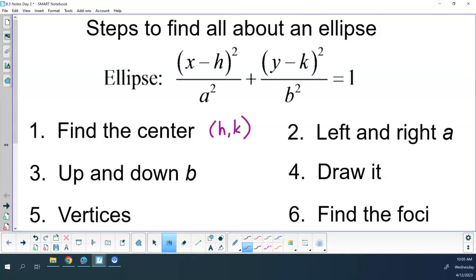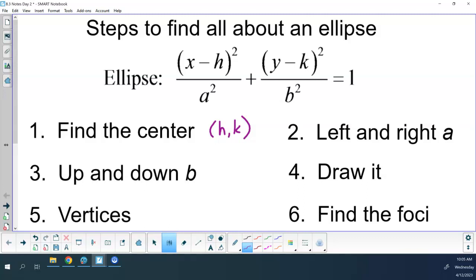Then we look at the b squared term, which is the number underneath the y term. We go left and right, the square root of b squared. So left, or excuse me, I said left and right, I apologize. We go up and down b from the center. We're only going to do 2 examples today. Then we can draw it in because we have the framework of our ellipse.